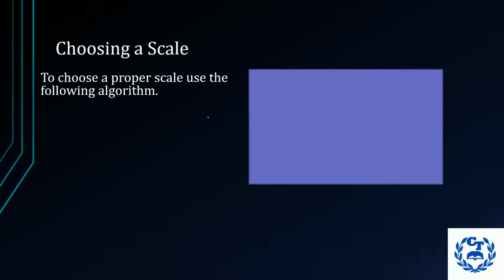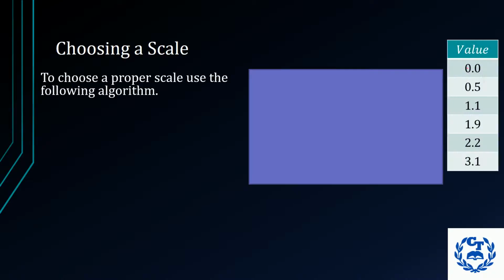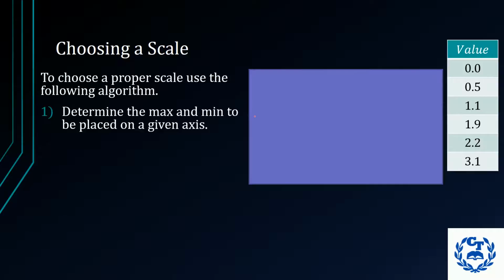When we want to choose a scale, first thing, let's simply look at the algorithm that you can work with. We're going to use these values, and these values are going to be x-axis values. Alright? Just simply repeat for the y-axis. First thing that you have to do is determine what the maximum and minimum is for your given axis. So on this x-axis, we see that the maximum is 3.1 and the minimum is 0.0.